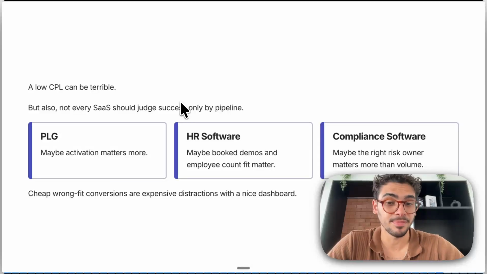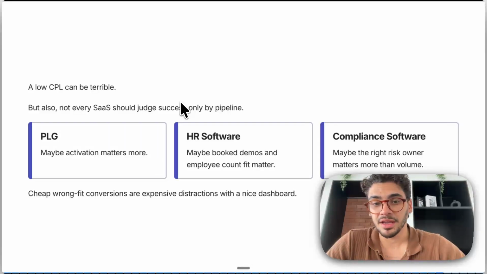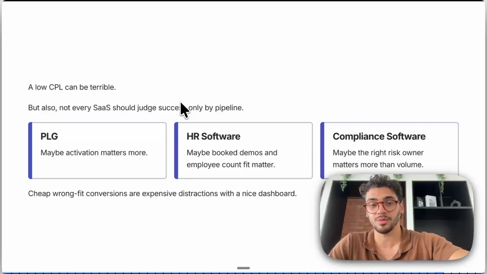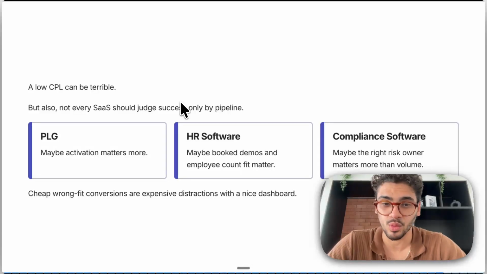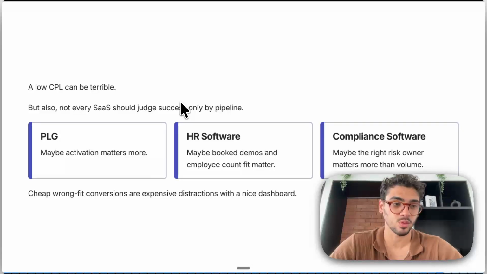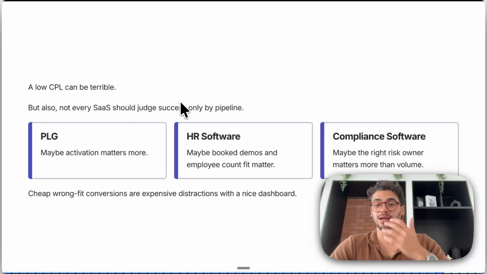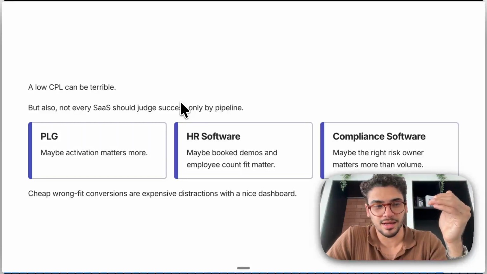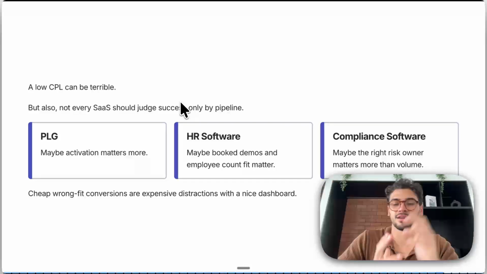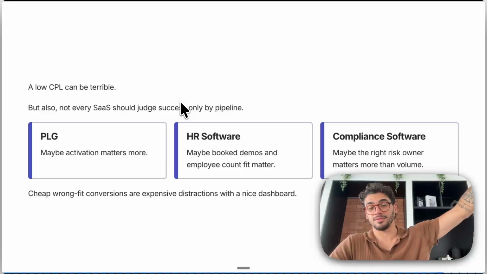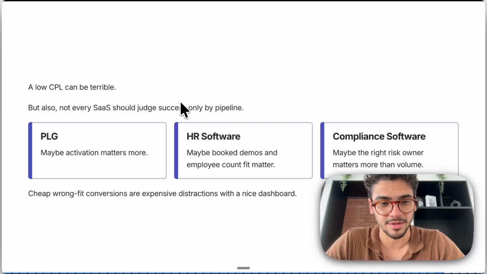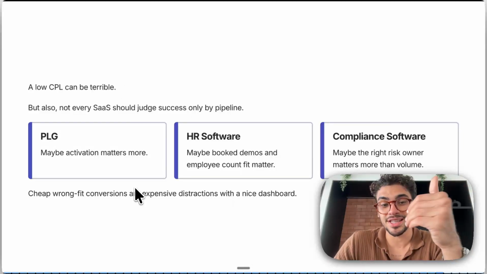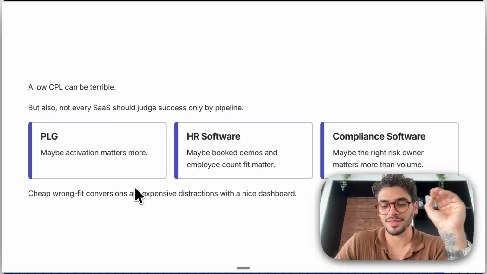HR software, maybe booked demos and employee count fit matter, right? So for HR software, you don't want to work with small companies, right? Because they won't pay for your solution what's worth it. So a lead that works in a small restaurant is not worth as much as a lead from a big branch would be, right? So you get the examples here, right? Cheap wrong-fit conversions are expensive distractions with a nice dashboard.